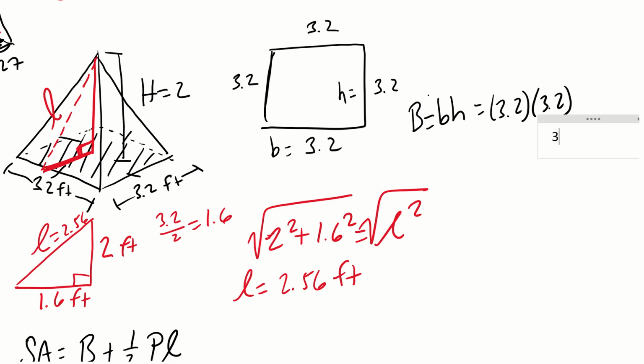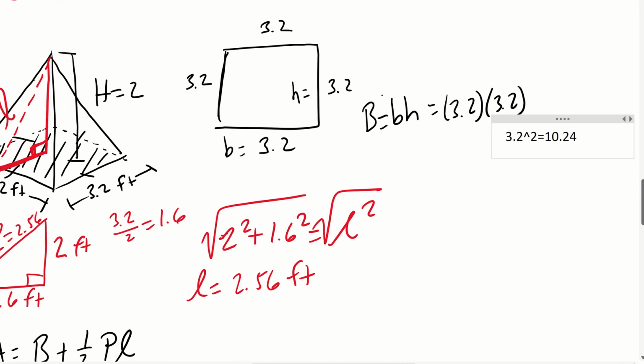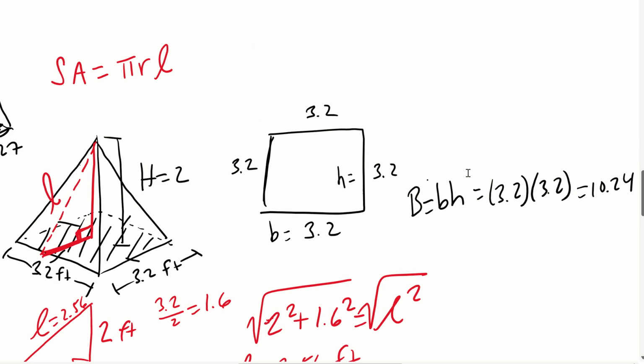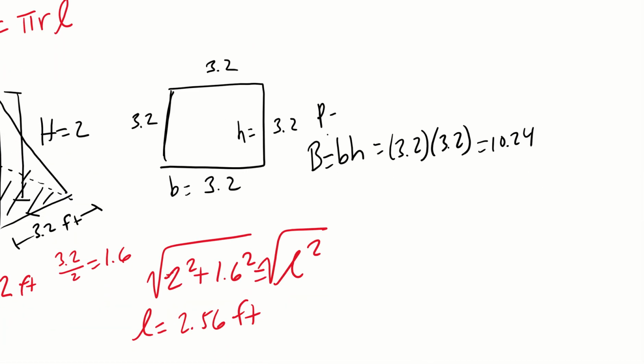Okay, so 3.2 times 3.2, that's 10.24. All right, so I'm going to plug that into here. That's my B. Now we need to find the perimeter. So what's the perimeter of this square? Well, just add up all the sides. So in other words, 4 times 3.2. So you got 12.8. So the perimeter is 12.8.